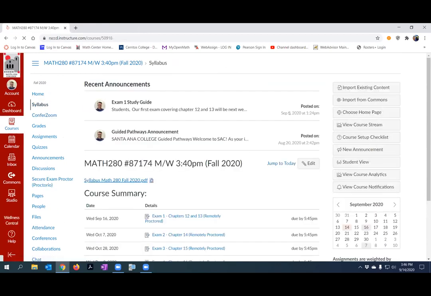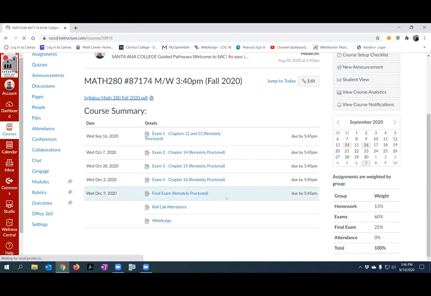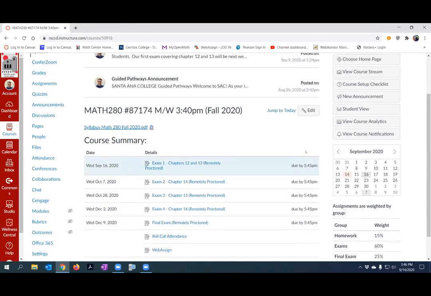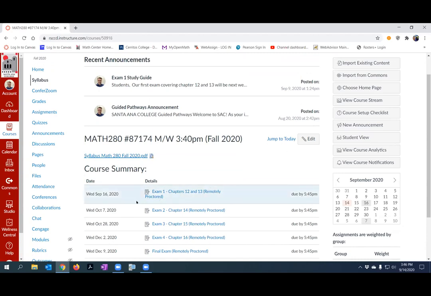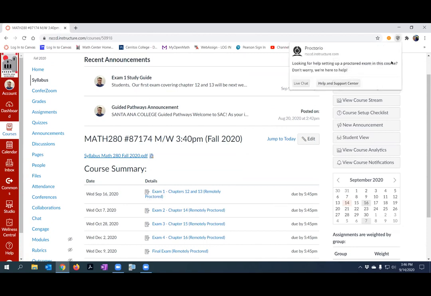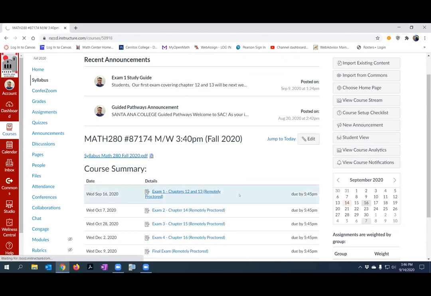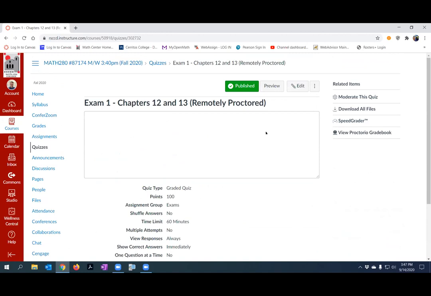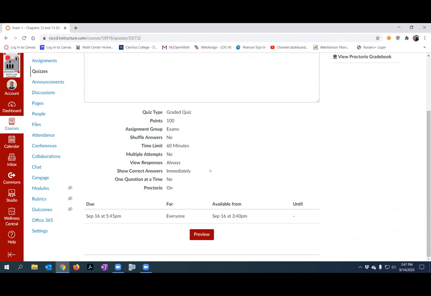Okay, so we have our first exam on Wednesday. We'll go over the exam review today. Make sure that you have Proctorio installed on your browser. As you can see, I have the Proctorio extension. This is going to monitor you during the exam. You're going to log in on Wednesday at 3:40. You're going to log in here, and then it's going to run Proctorio.